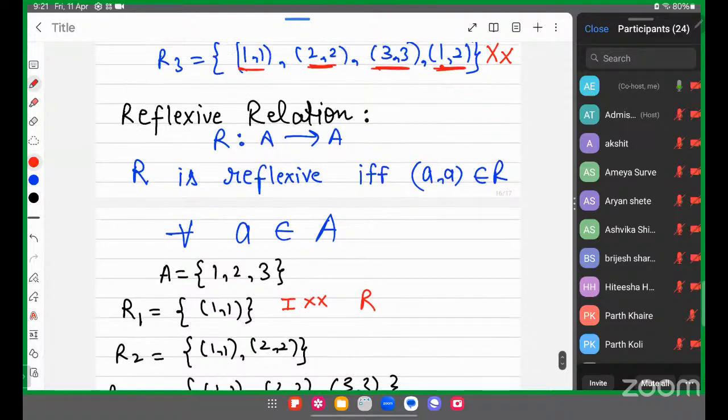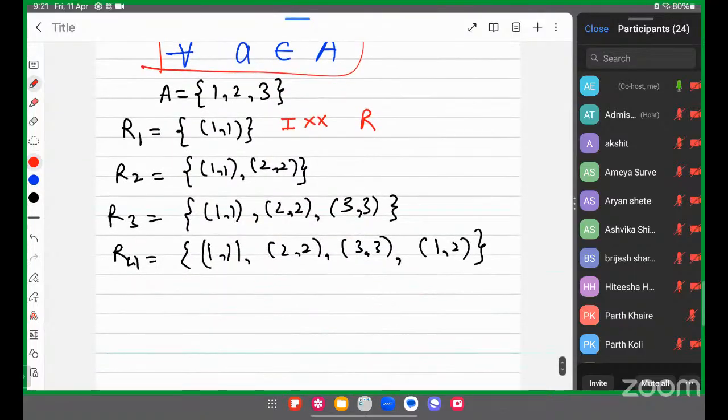For reflexive, all elements must be related with itself. So there is only one element which is related with itself. Two elements are left, 2 and 3. So this is not reflexive. Right? R1 is not reflexive on set A, but R1 is reflexive for element 1. Questions will be in two different formats. One format is about an individual element, and one format will be about the overall relation. So overall relation R1 is not reflexive, but R1 is reflexive for element 1.